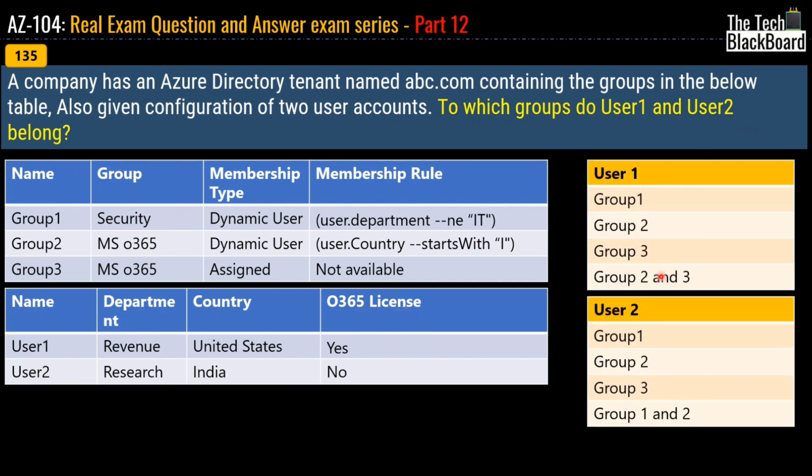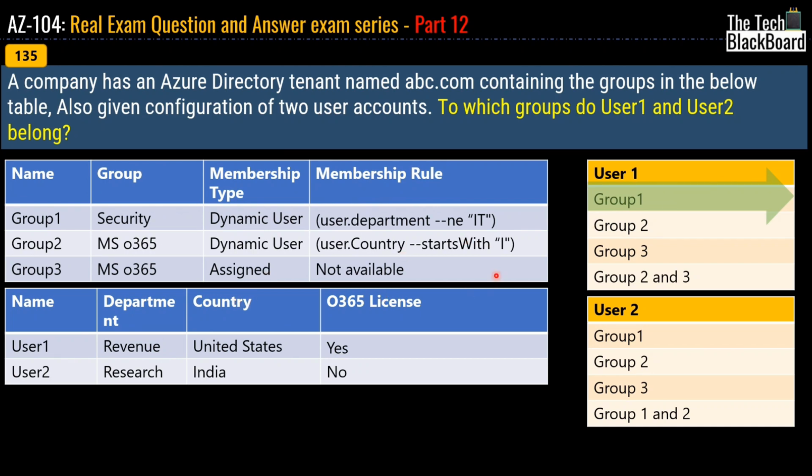And from these two tables, you have to tell which group user 1 belongs to, and similarly which group user 2 belongs to. The correct answer for user 1 is group 1. So user 1 will belong to group 1. The reason being that the membership rule says user.department not equal to IT. Here you can see that this is user 1 and his department is revenue. So this definitely is not equal to IT. So this user will be selected in group 1.